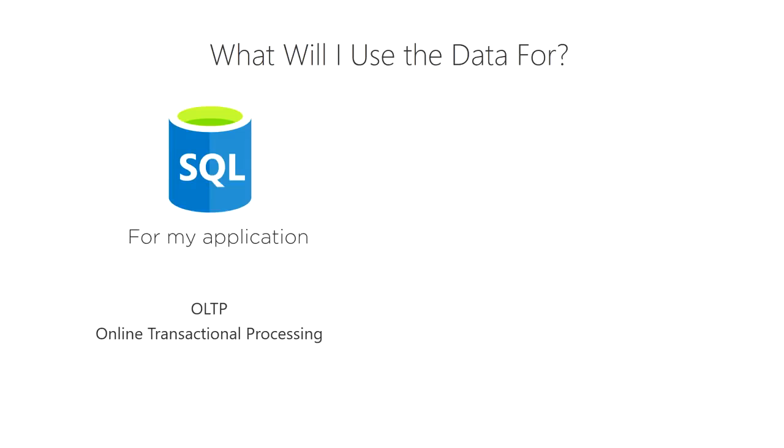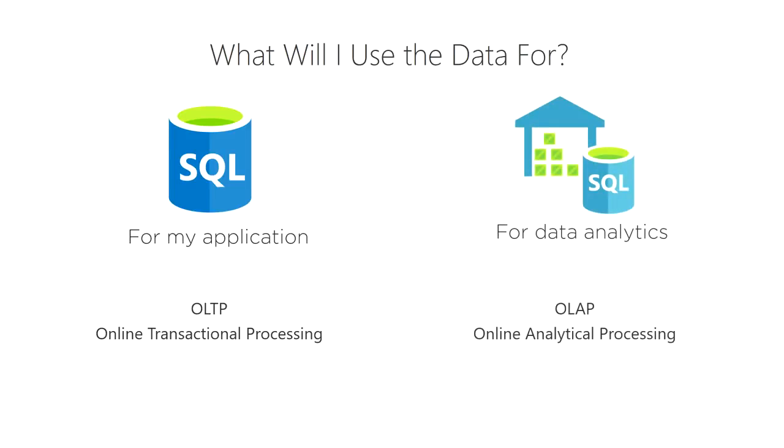So what will I use the data for? Is it for your application? So actually for your application, where you have a data store on your website, for instance, that stores customer records or something. That's also called online transactional processing. The other usage that you can imagine is for data analytics, where you do reporting. And that's called online analytical processing. So that's the first divide that we do.